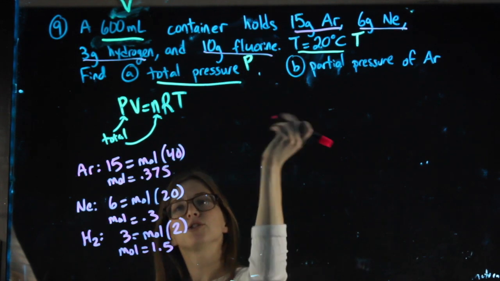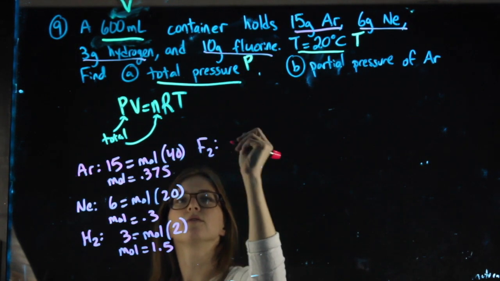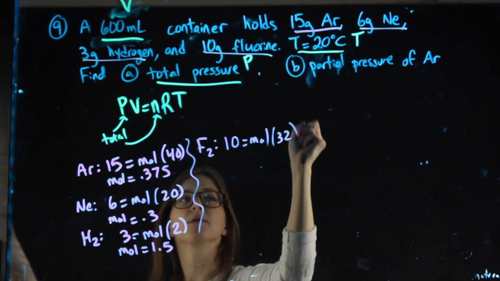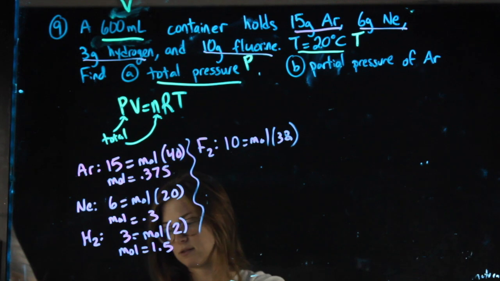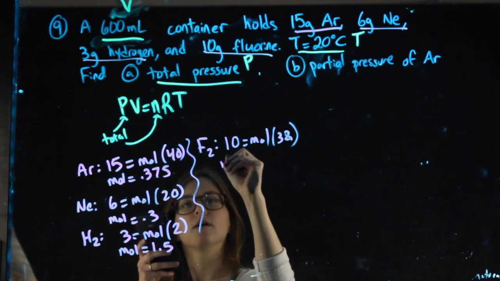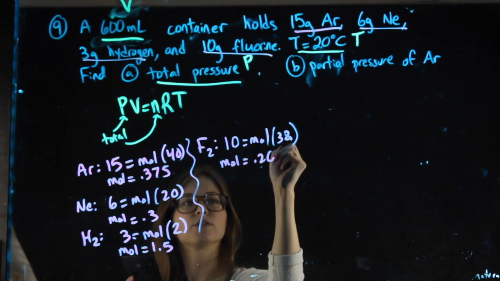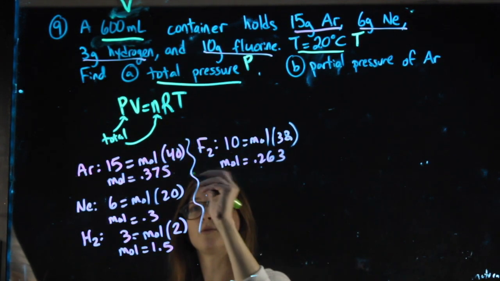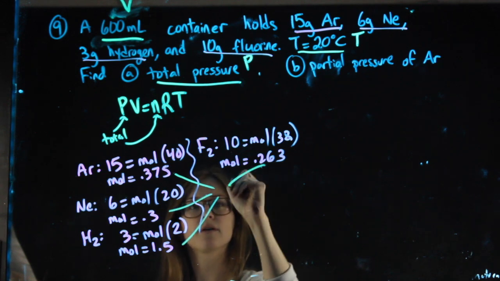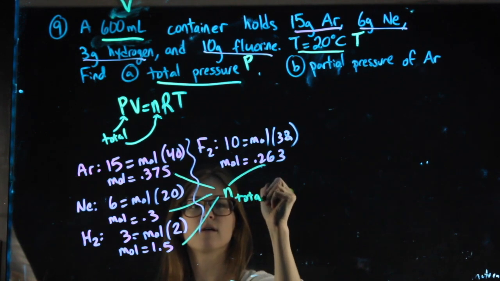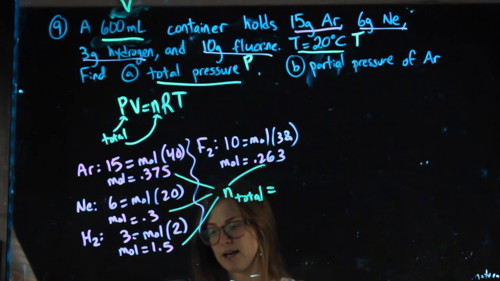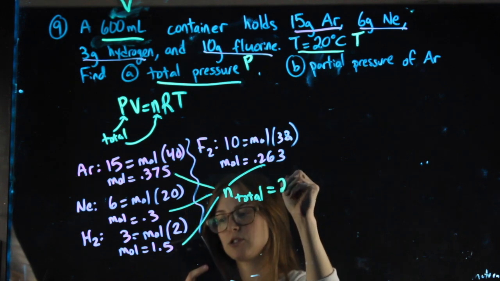And fluorine, also a diatomic, so F2. Grams equals moles times 38. Our moles is 0.263. Getting my total moles, so I can plug total moles in, means adding all of these up. So 0.263 plus 1.5 plus 0.3 plus 0.375. My total moles is 2.44.